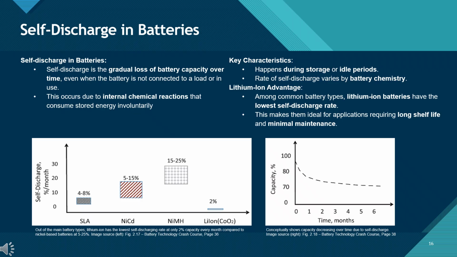Different battery chemistries have different self-discharge rates. For example, nickel-cadmium, NiCd, and nickel-metal hydride, NiMH, batteries tend to lose charge relatively quickly. In contrast, lithium-ion batteries have the lowest self-discharge rate, making them ideal for devices that sit idle for extended periods, such as smartphones, laptops, and backup power systems. So, when choosing a battery for your application, especially one that involves long-term storage or infrequent use, consider the self-discharge rate. Lithium-ion batteries are often the best choice when you need reliable energy retention over time.